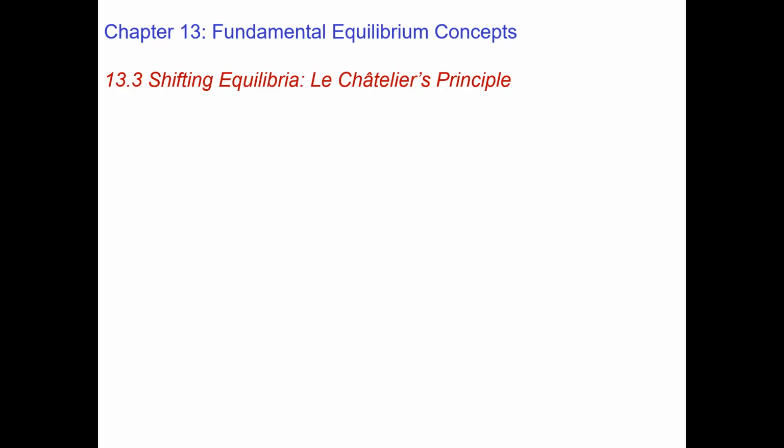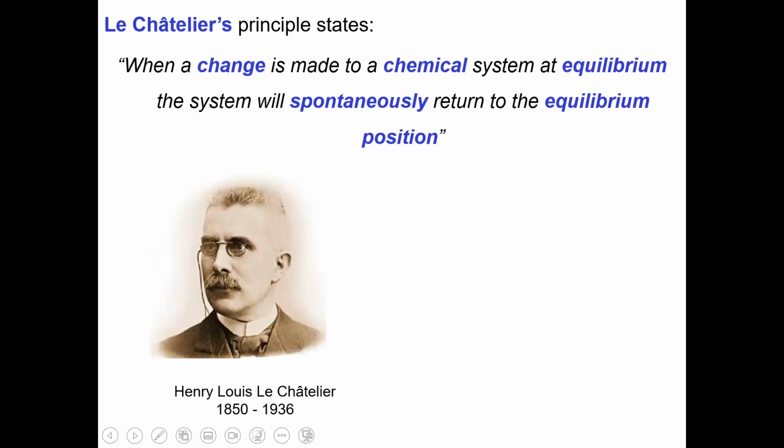Section 13.3 is concerned with what happens when we shift a system away from equilibrium, and this is summarized by what is known as Le Chatelier's principle. Le Chatelier's principle states that if we make a change to a system that's at chemical equilibrium, the system will spontaneously return to the equilibrium position.